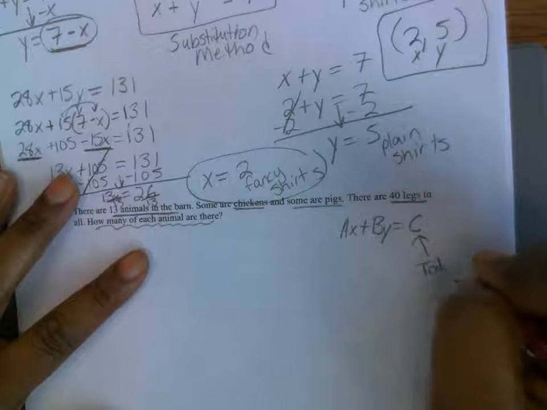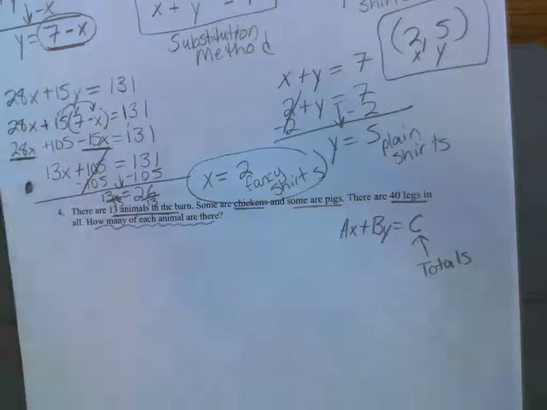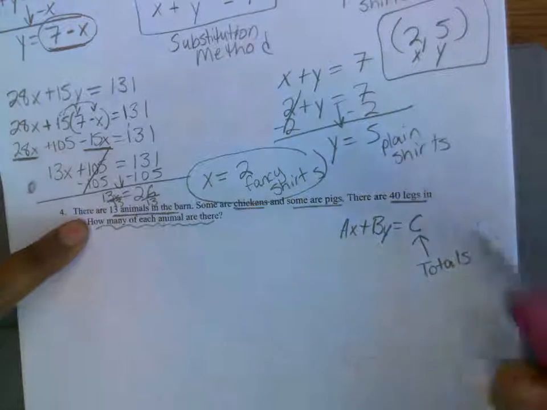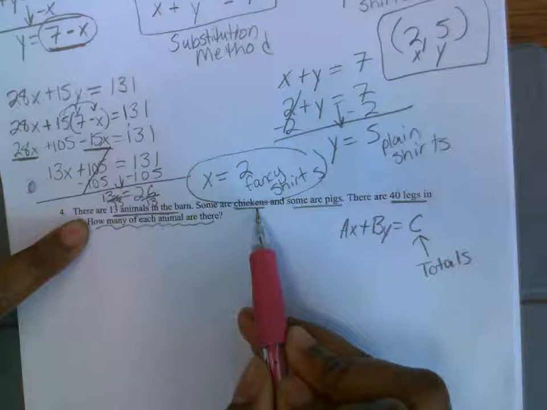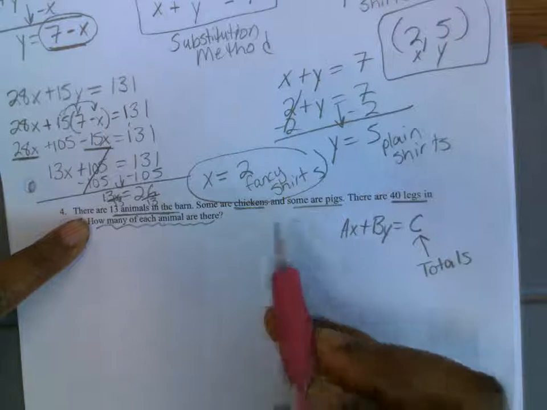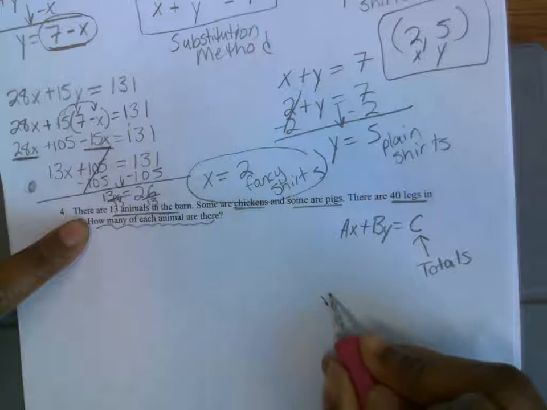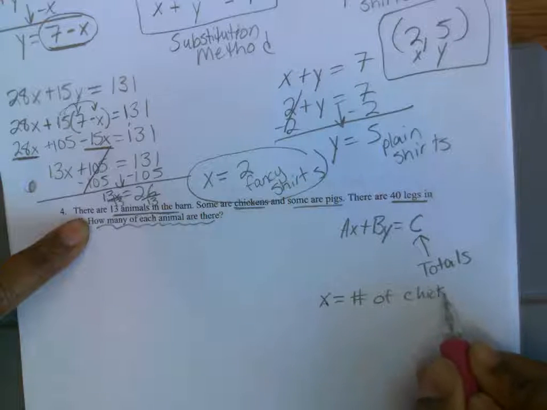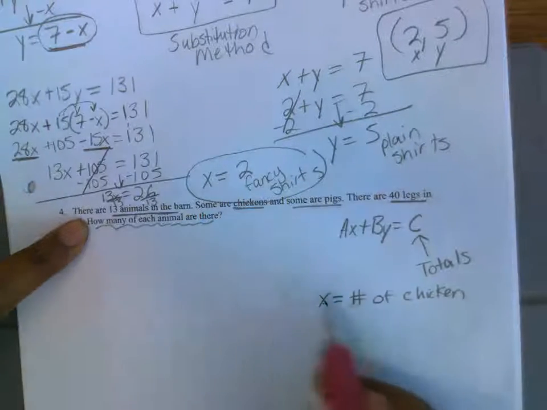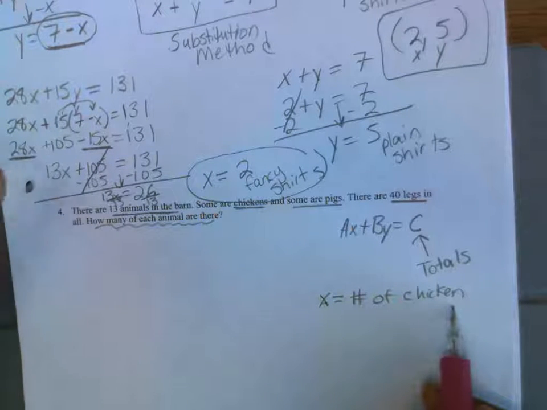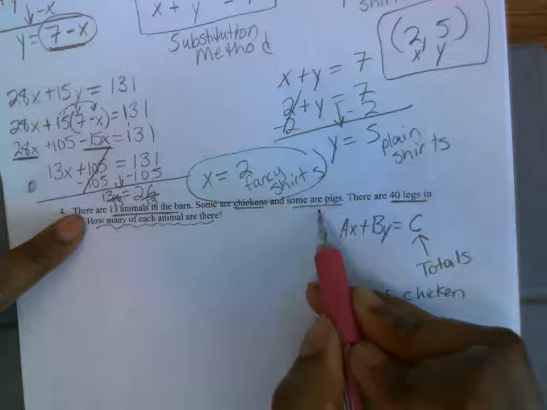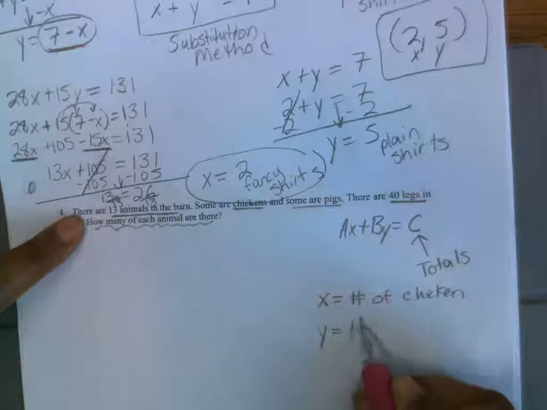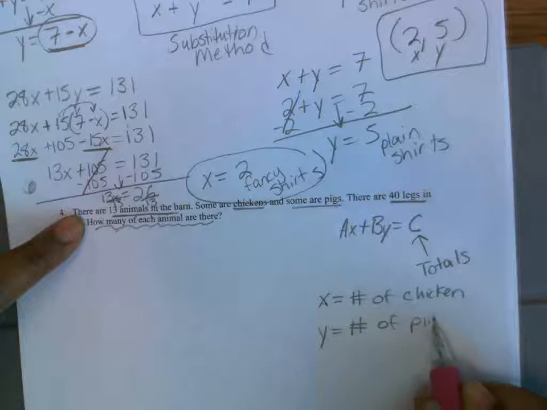Here c is going to represent the totals. Okay, but let's back up a little bit and let's talk about what's missing, my unknowns. The question says how many of each? Well, what are we talking about? We're talking about chickens and we're talking about pigs. Since chickens came first, my x is going to equal the number of chickens. Remember it's how many, so that's why I said the number of chickens, because that's how many chickens there are. And then the second thing they talk about is pigs. So my y is going to equal the number of pigs.